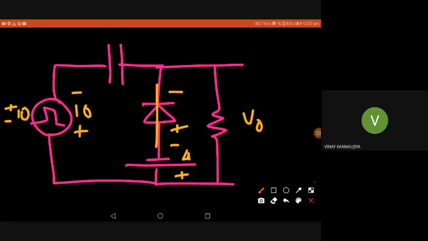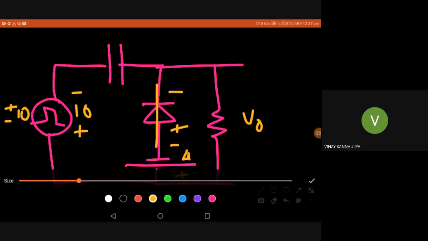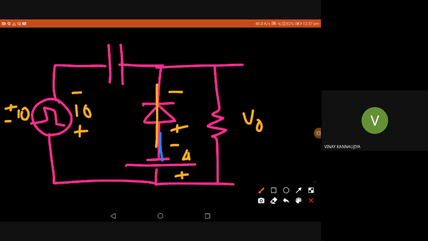We can assume the given input is a minus 10 volt DC voltage, right? That makes the diode forward biased. Now the diode is forward biased, and it can be assumed short circuited, parallel to the output. So what is the output voltage here? You can see the output voltage is minus 4 volt.